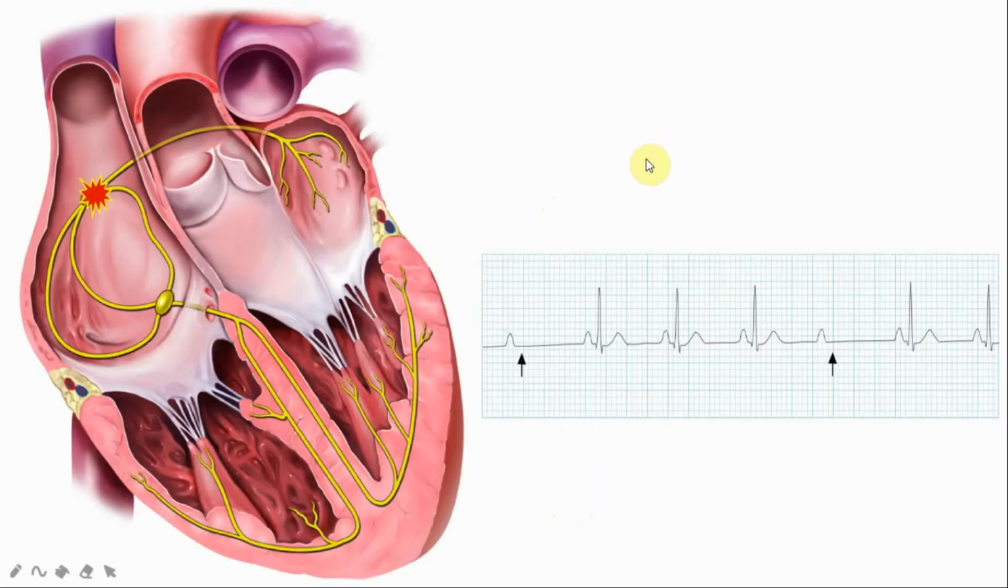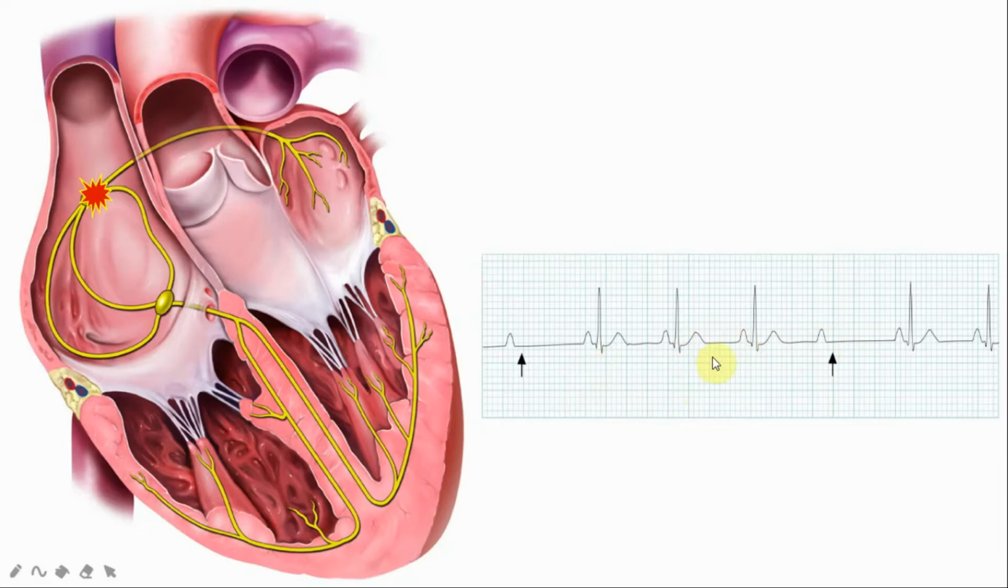So Mobitz type 2 block is when, as you can see here, there is a P wave followed by a QRS complex, then a P wave followed by a QRS complex, then a P wave followed by a QRS complex, then there is a P wave, no QRS complex. And if you carefully look at it, the PR interval is not progressively prolonged, unlike in Mobitz type 1 block. So this is Mobitz type 2 heart block, or some people call it Mobitz type 2 atrioventricular block, where the PR interval is constant, and for every 4 P waves there are 3 QRS complexes.